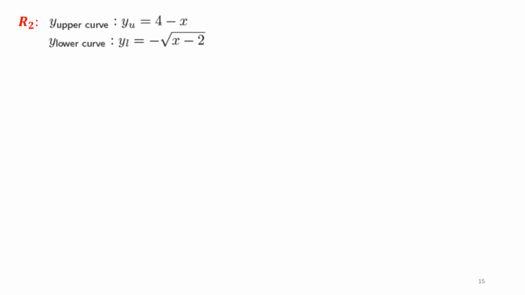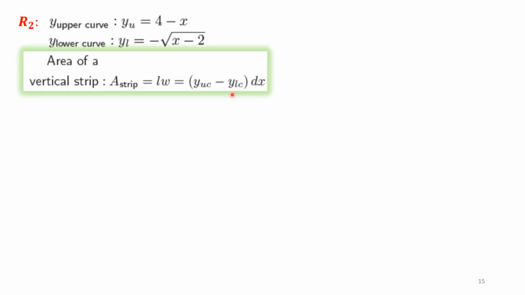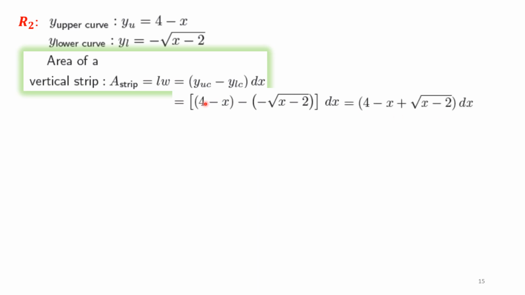So for region 2, we have the following. Again, this should be your upper curve and your lower curve. The area of the vertical strip will now be y sub upper curve minus y sub lower curve times our dx. Since y upper curve is 4 minus x, and our lower curve is minus square root of x minus 2, and you have your dx there. So computing for the vertical strip, we have 4 minus x, then this is minus of minus, so that becomes plus square root of x minus 2.